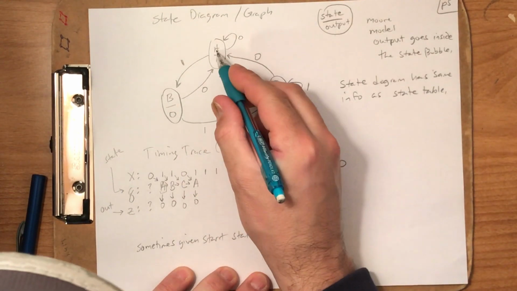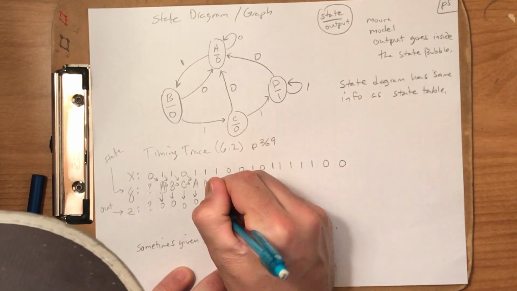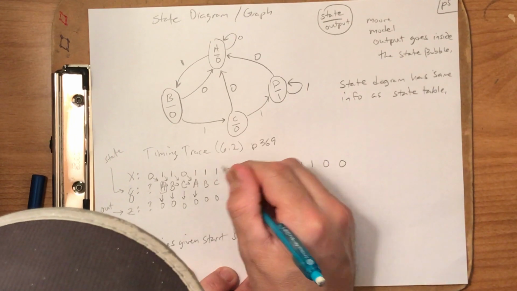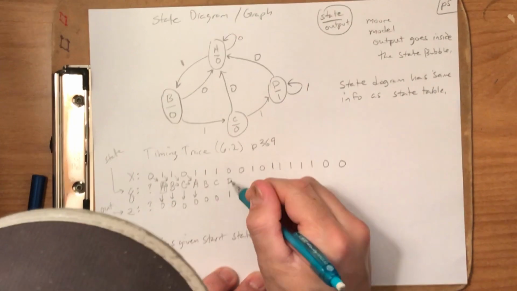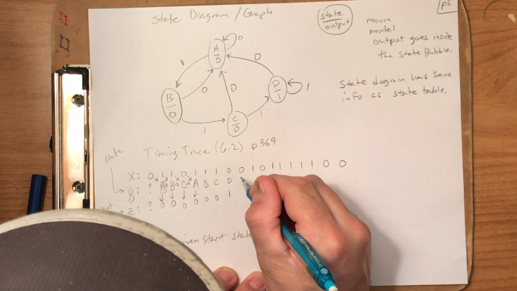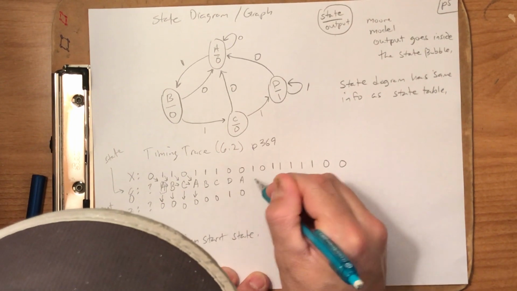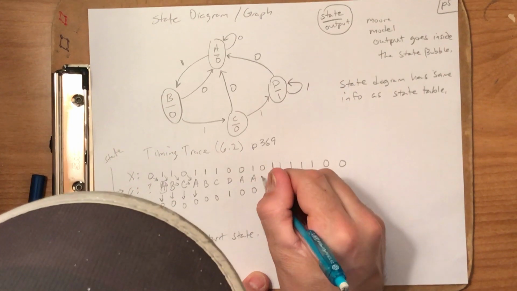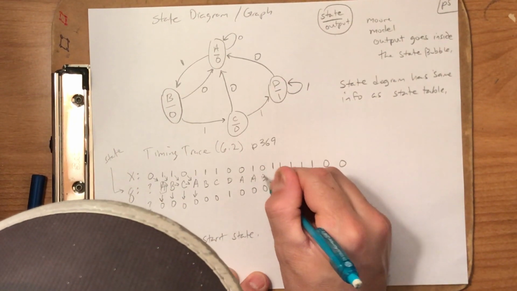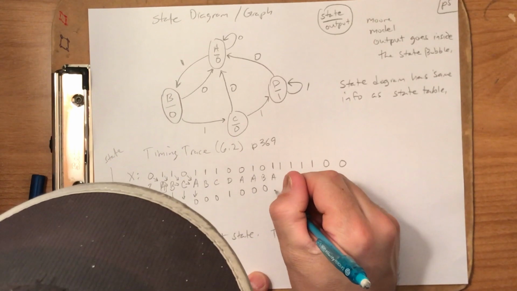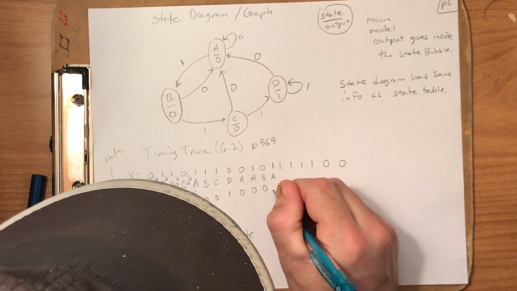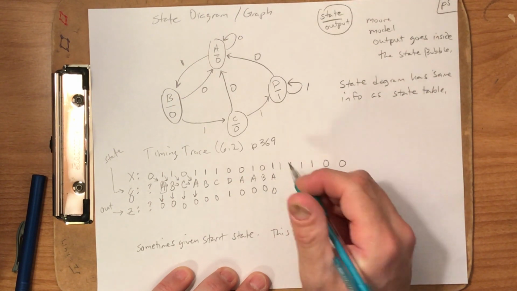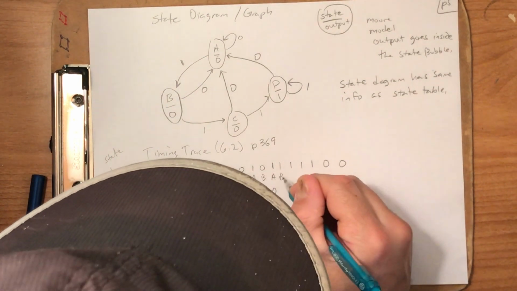A with a 1 goes to B, output is 0. B with a 1 takes us to C, output is 0. C with a 1 takes us to D, output is 1. D and 0 goes to state A. A with a 0 stays in A. A with a 1 takes us to B. B with a 0 takes us to A. Creeping up here. A with a 1 goes to B.